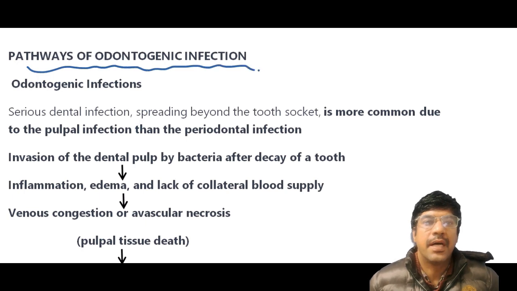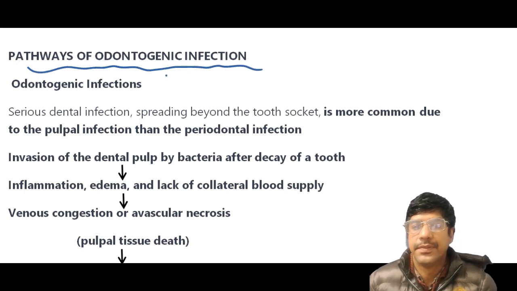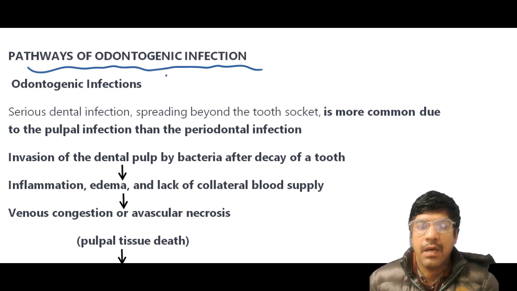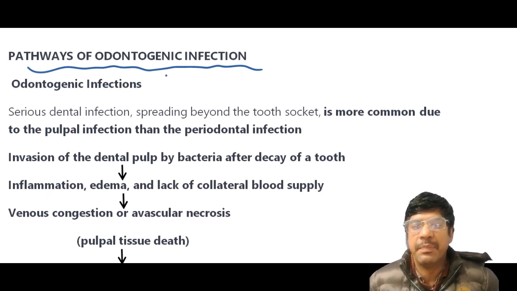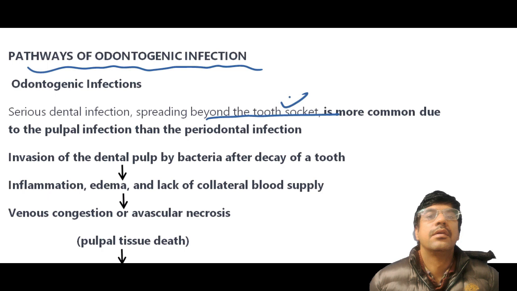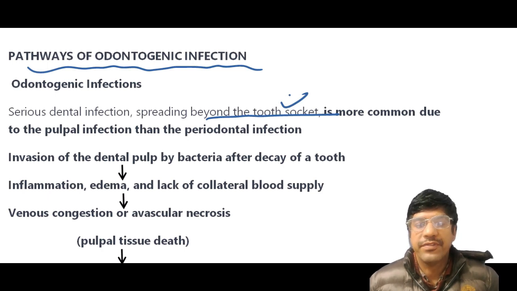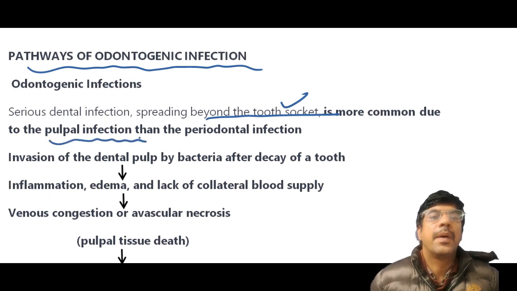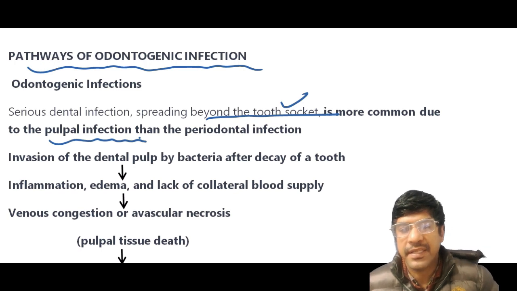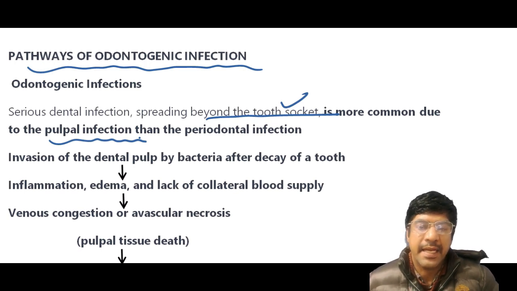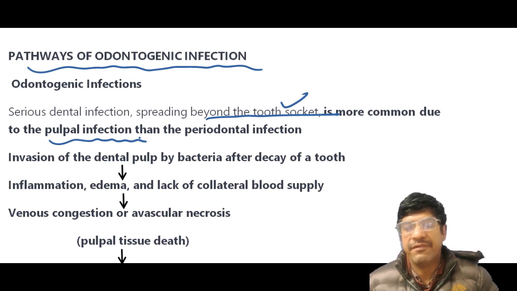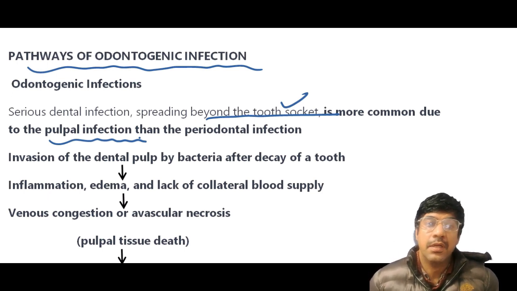Now, let us discuss the pathway of the odontogenic infection. All right, so when we talk about the odontogenic infection, we are referring to infection that originates from our mouth or the teeth. So these infections can become pretty serious, especially if they spread beyond the tooth socket. One of the main ways these infections spread is known as the pulpal infection. This happens when the inner part of the tooth, that is the pulp, gets infected. When that happens, the infection can spread beyond the tooth root.